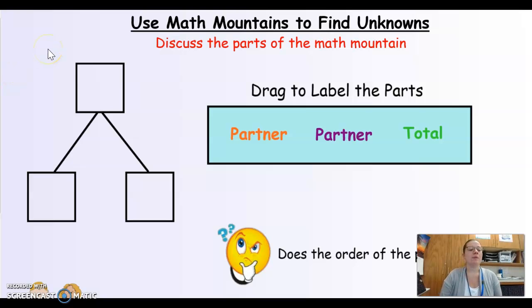So we're going to be focusing on Math Mountains today and finding the unknowns. Sometimes the unknown will be at the top and sometimes the unknowns will be on the bottom two. And we have to figure out, where does the total go? You might remember from past units that the total always goes at the top.